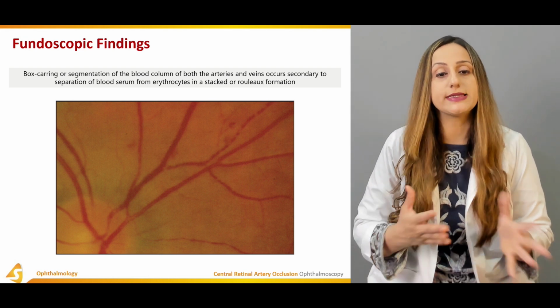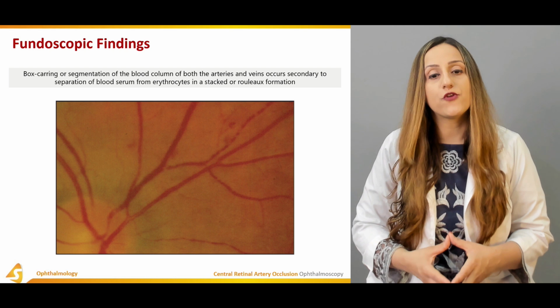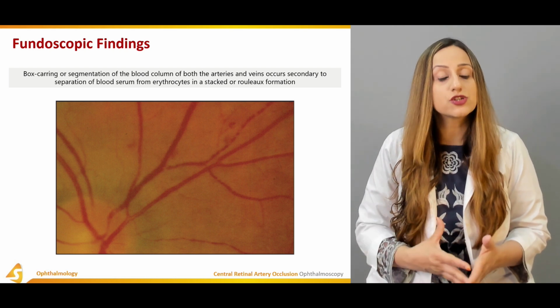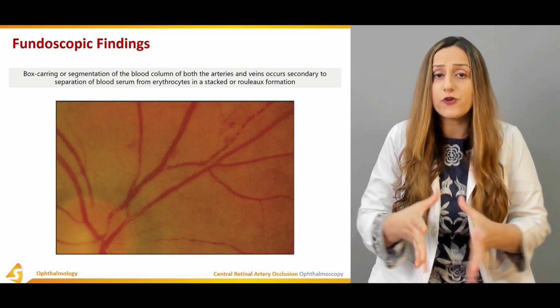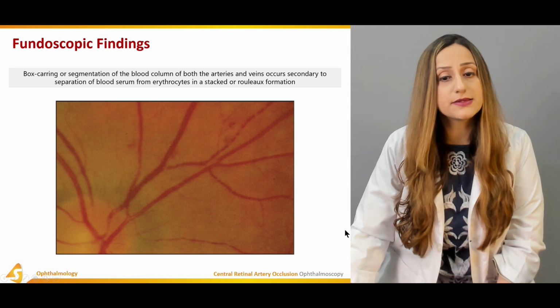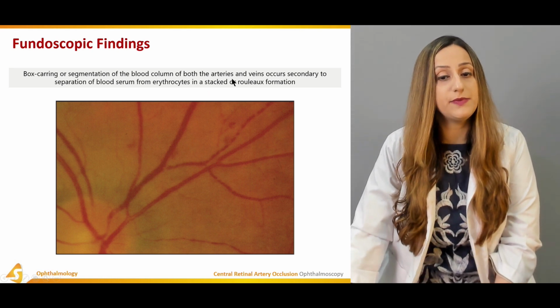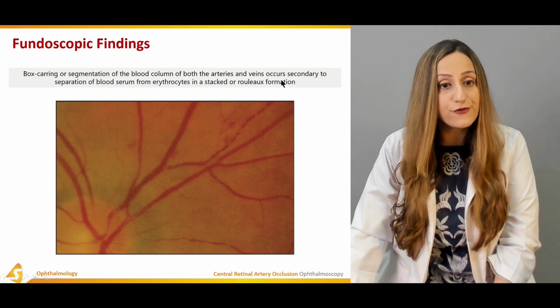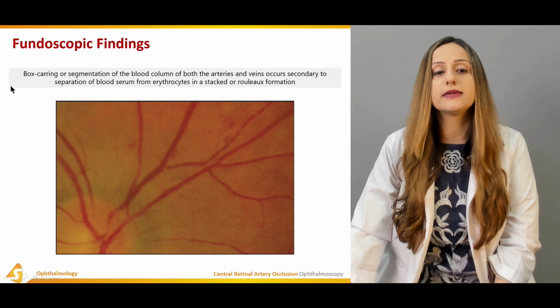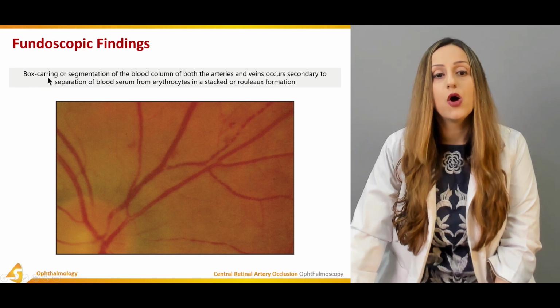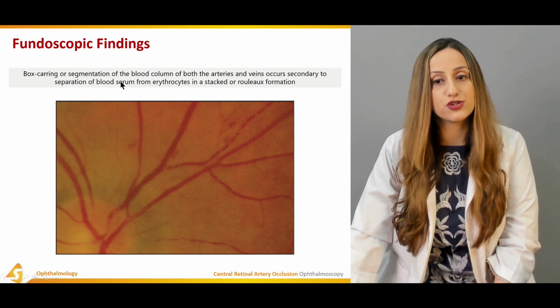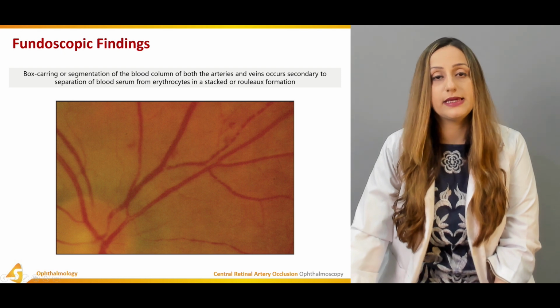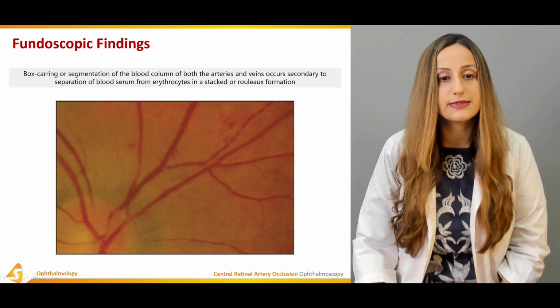occurs secondary to the separation of the blood serum from the erythrocytes in a stacked or a rouleaux formation. So this mechanism is basically named as being a stacked formation, or it is also known as the rouleaux formation, and this phenomenon is known as box carring, or it's also known as the segmentation of the blood column in the retinal arteries.